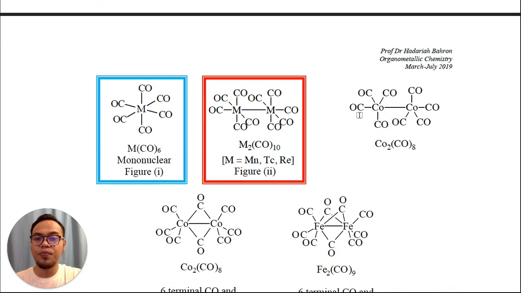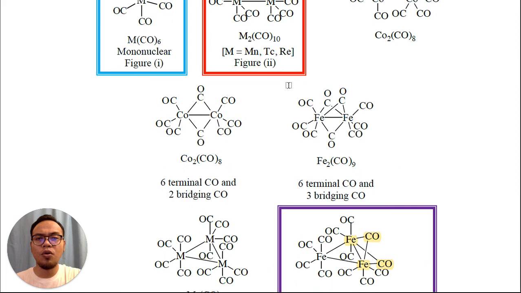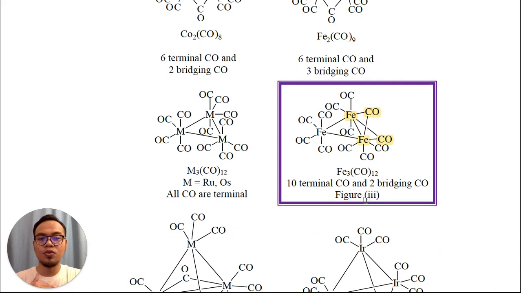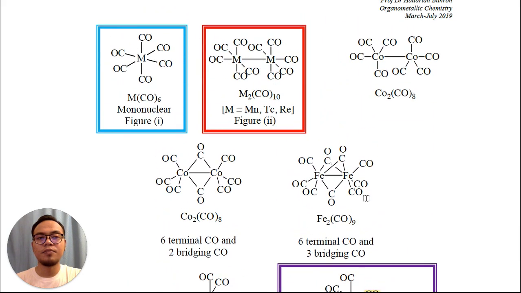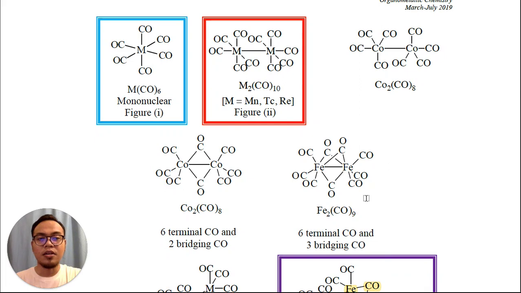Can we continue? These are examples of metal complexes. We have mononuclear and polynuclear: one metal for mononuclear, two metals for dinuclear. We can have more than two metals, like for this one, we have trinuclear with three metals. We have gone through all this. So you can try to find the effective atomic number for some other metal complexes.